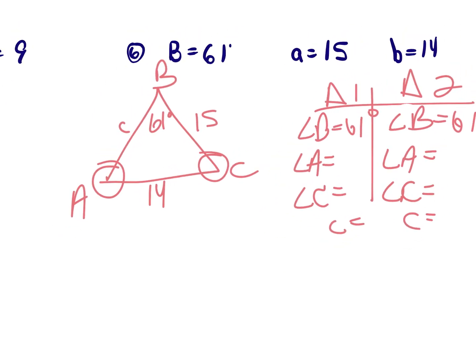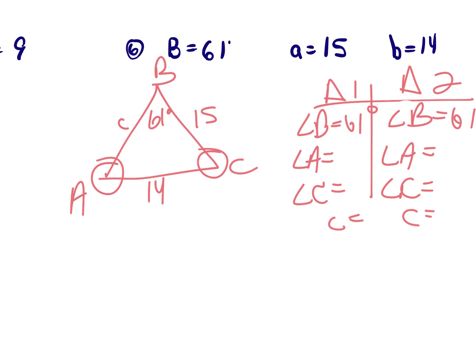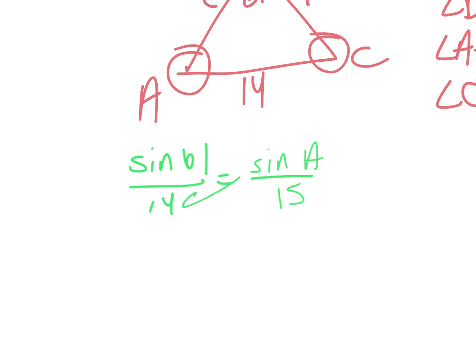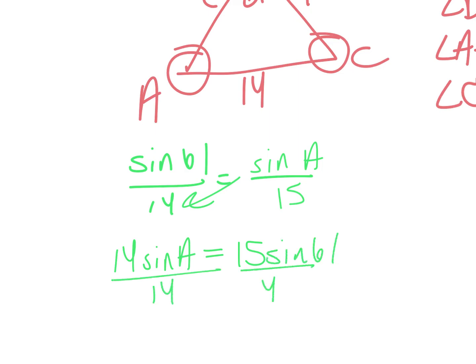All right, so what do we know? What do we know for a fact, for a given that we can use as our law of sines? I have sine of B, so sine of 61 over 14, right? Equals, what can I find? Sine of A over 15. How do we do this? Cross multiply. So 14 times the sine of A equals 15 times the sine of 61. Divide both sides by 14.